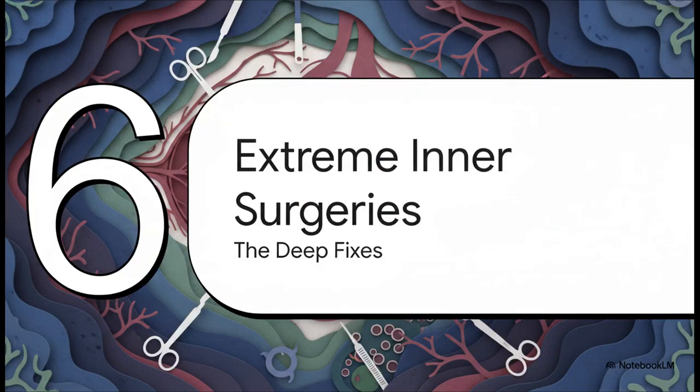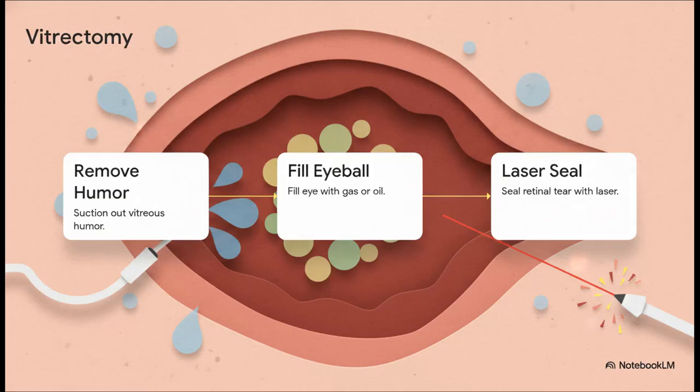Finally, we arrive at Section 6, Extreme Inner Eye Surgeries, the Deep Fixes. For this final workshop phase, we are going deep into the back of the eye for the most extreme structural interventions. If the retina, that crucial cellular wallpaper processing light at the back of your eye, starts to peel away, it is a massive emergency. To fix a detached retina, surgeons do a vitrectomy. They literally suction out all of that thick, jelly-like vitreous humor we talked about earlier. Then, to press the peeling retina back against the wall, they inflate the eyeball from the inside using gas, saline, or even silicone oil. Once the retina is forced flat, they use a laser to weld the tear completely shut.